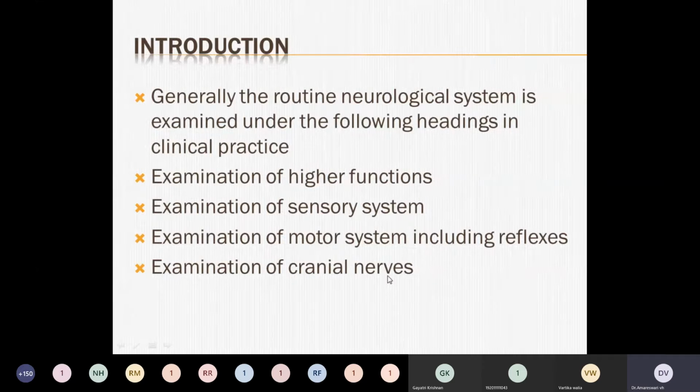Today I am going to take the examination of sensory system. That too, I am not including special senses like vision and hearing; those will be included in the examination of cranial nerves. Today you are going to learn exclusively about examination of the sensory system.